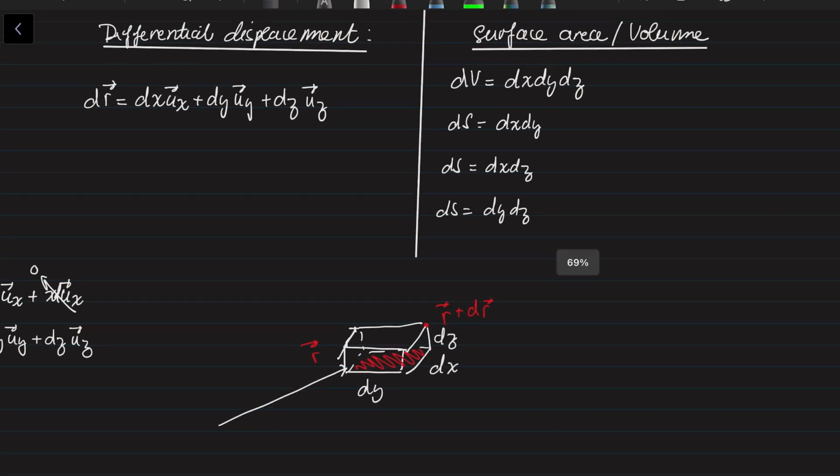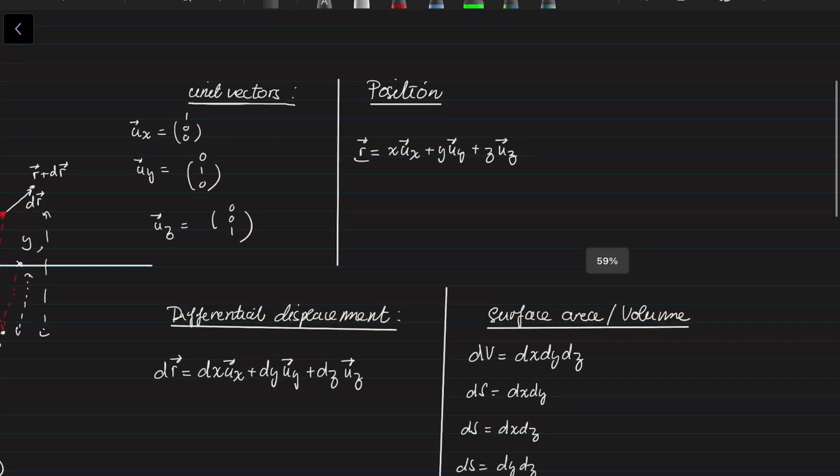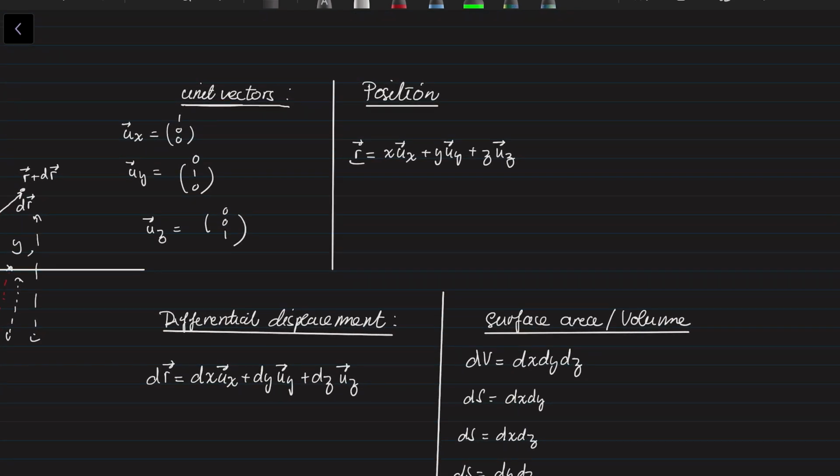Okay? So this is how you find the unit vectors, the position vector, the differential displacement vector, and the surface area and volume elements in Cartesian coordinates. And actually, in the new coordinate systems we're going to introduce, it's going to be the same method, right? So if you've understood this, then you're ready to move on to the more advanced things.